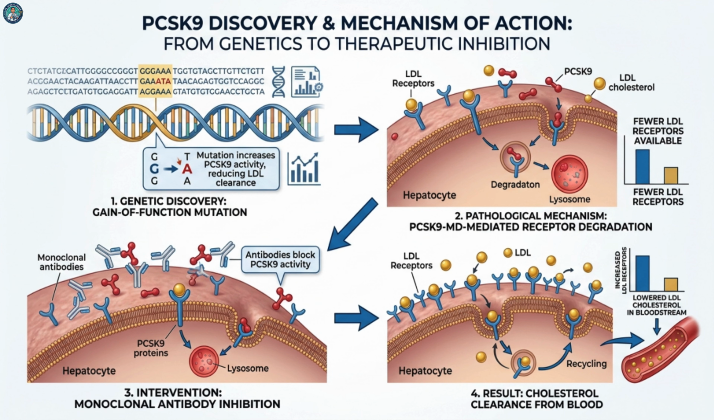Subsequently, monoclonal antibodies targeting PCSK9 were developed and demonstrated remarkable clinical efficacy. Today, PCSK9 inhibitors are widely used for managing severe hypercholesterolemia. This example highlights the importance of strong genetic and biological evidence during target selection.